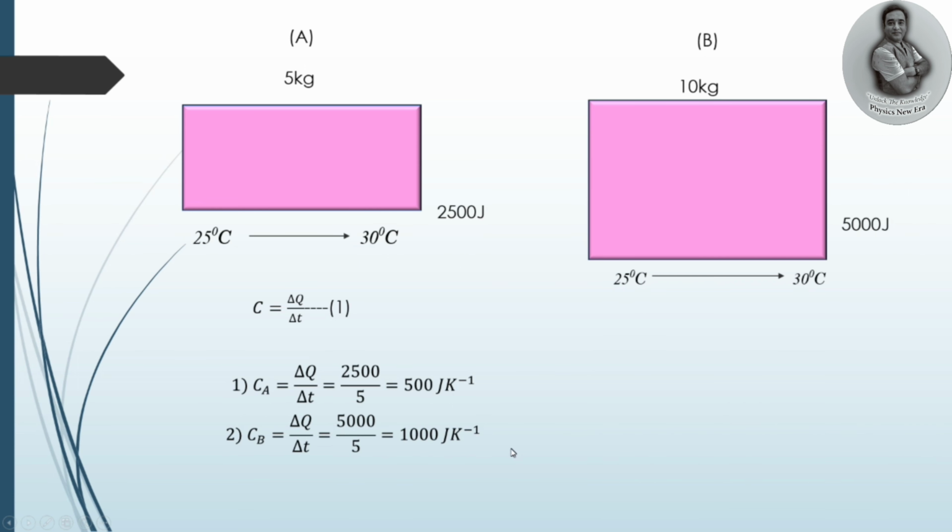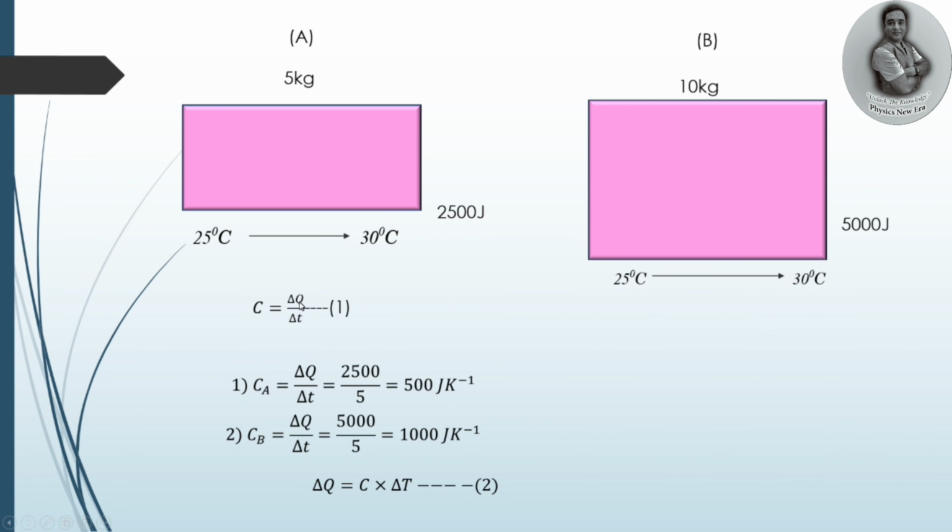Similarly, here Cb is equal to delta Q upon delta T, which is nothing but the energy I am providing, that is 5000, and the rise in temperature is 5 degrees Celsius. Accordingly, 1000 joule per Kelvin is nothing but the heat capacity of body B. In such simple language, here it is, the specific heat capacity before you.